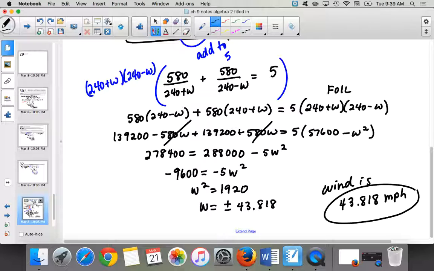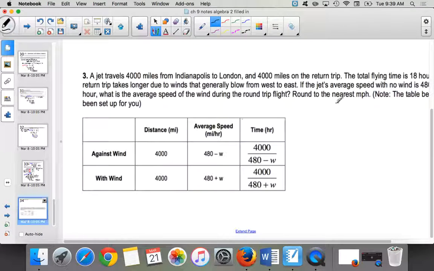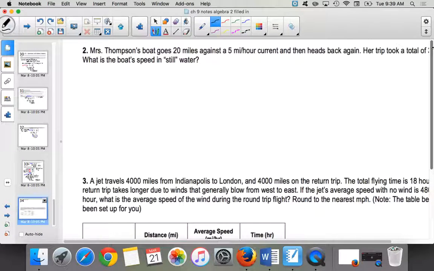Okay, so we'll do one more. They're not going to be that bad. I won't put one like that on your test most likely because it takes a lot of time and I don't want you to freak out in the middle of your test. If you want another one like that for practice, you have number 3, which I have set up in the chart for you. But let's do one that's more like what I would probably put on the test.